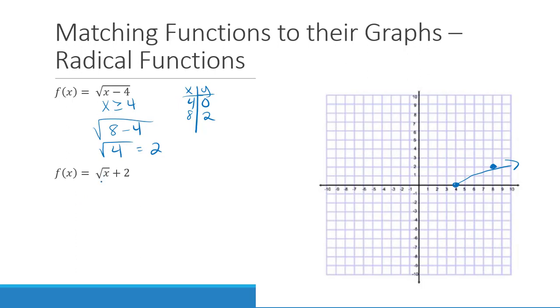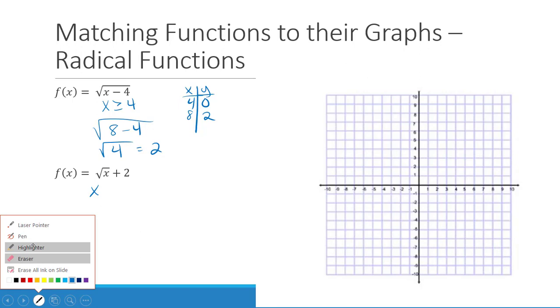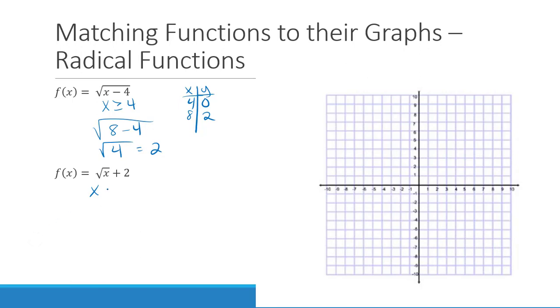Let's look at another example here. Think about what you want your domain or your starting point to be. What could x be equal to? Well, again, we don't want it to be a negative. So we know in this case our starting point is going to be 0. So x could be greater than or equal to 0. It couldn't be less than 0 because that's going to give me a negative. So considering that 0 is my starting point, if x was equal to 0, what would y be equal to? 0 plus 2 is going to give me 2. So this is my starting point on my graph.